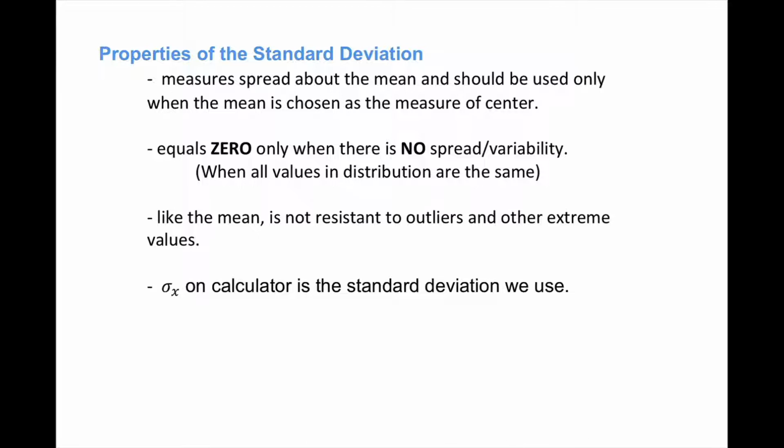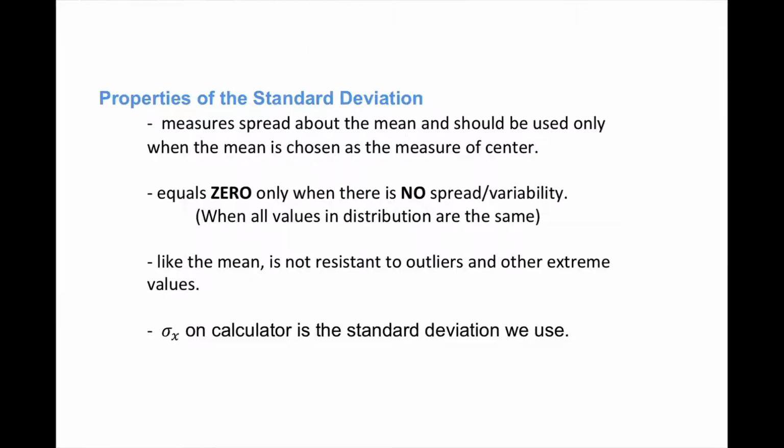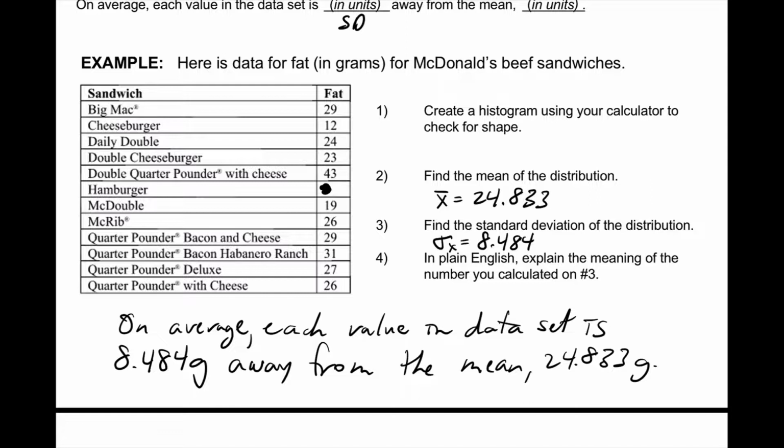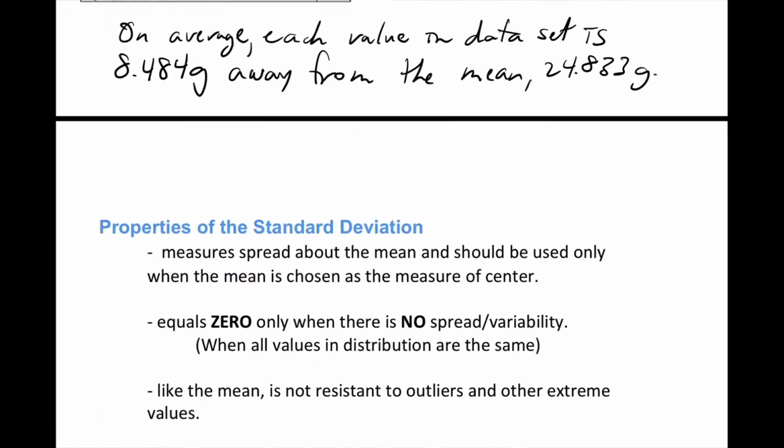Okay? So standard deviation, what about it? Measures spread about the mean and should only be used when the mean is chosen. So that's when we're talking about symmetric data, okay? Equals 0 only when there is no spread or variability. What does that mean? How do I get no spread? All numbers are exactly the same. Yep, if all numbers are exactly the same, standard deviation is going to be 0 because there's no spread.